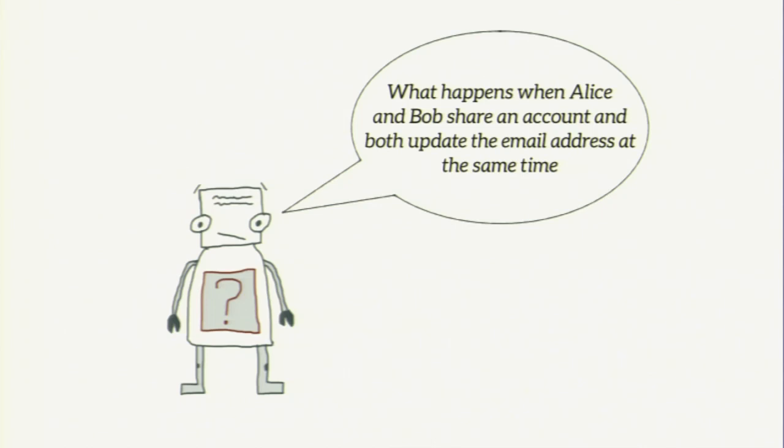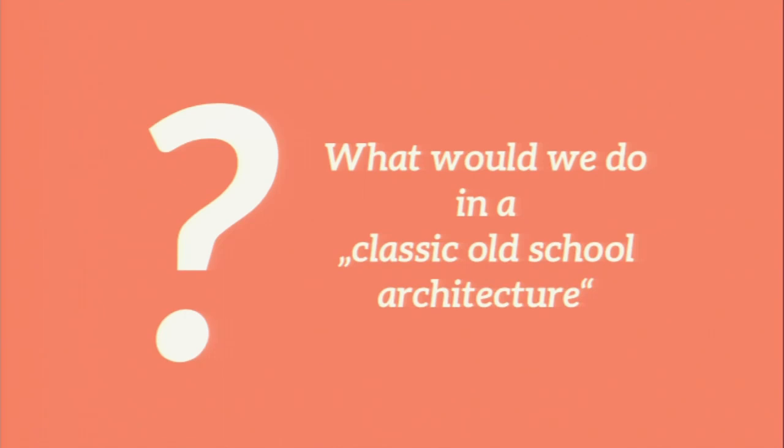So, scenario, Alice and Bob are having a divorce, and Alice tries to change the account to her email address. Bob tries to change the account to his address. What's going to happen? The first thing that we might take a look at, how is this issue being dealt with in, I would say, the classical old school architecture?